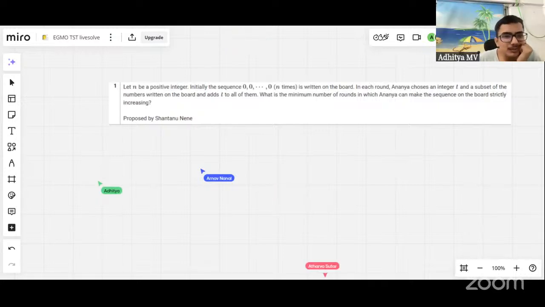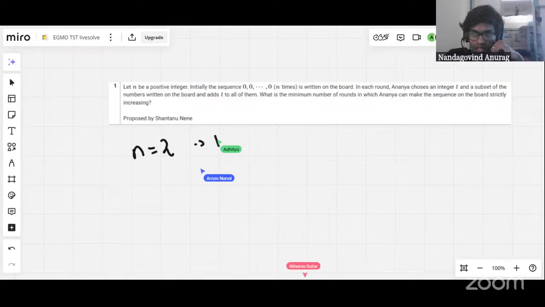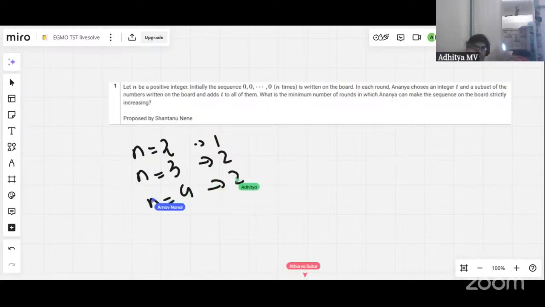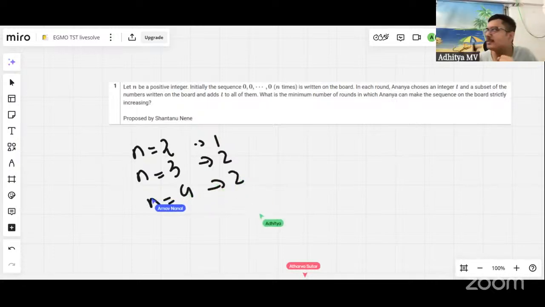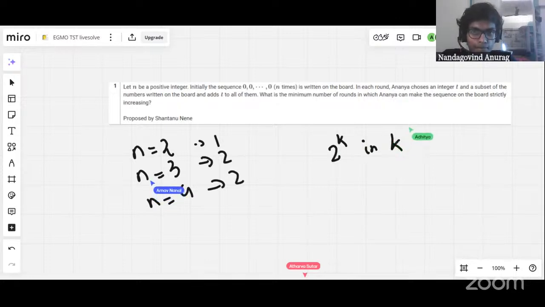Okay, so for n equal to 2, it's just 1. N equals 4, it should be 2, right? Like 3 is 2, obviously. For n equals 4, I think we should be able to do it in 2. Yeah, n equal to 4, we can do it in 2. In general, we can do 2 to the power n and n, precisely. And that should be optimal in k. Yeah, I guess so.